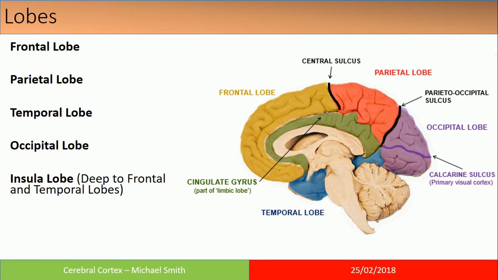We do also have our insular lobe, which sits deep to our frontal and temporal lobes. And this I won't dwell on because the knowledge of its anatomy and its function is less important. And we also have our cingulate gyrus, which wraps around here and plays a role in the limbic system.